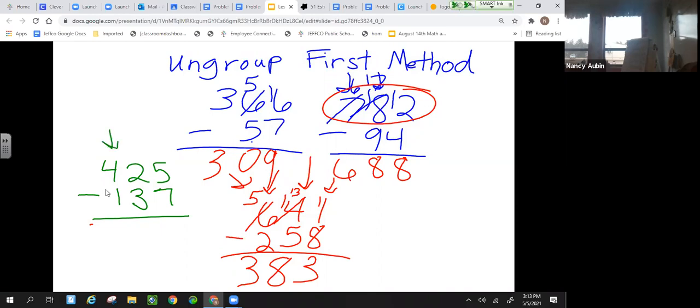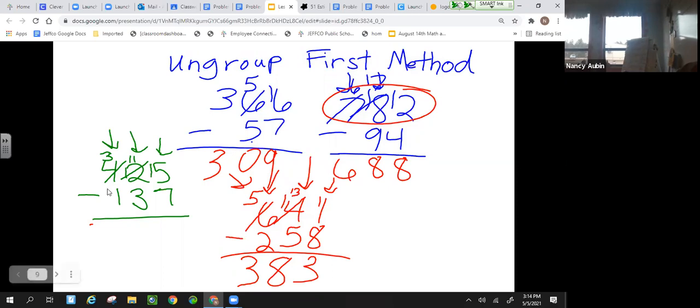Starting in the hundreds, can I do 4 minus 1? Yes. Go to the tens, can I do 2 minus 3? No. What do I need to do? Okay, then look in your ones. Can you do 5 minus 7? No. What do I gotta do? Cross off the 12, make it 11.